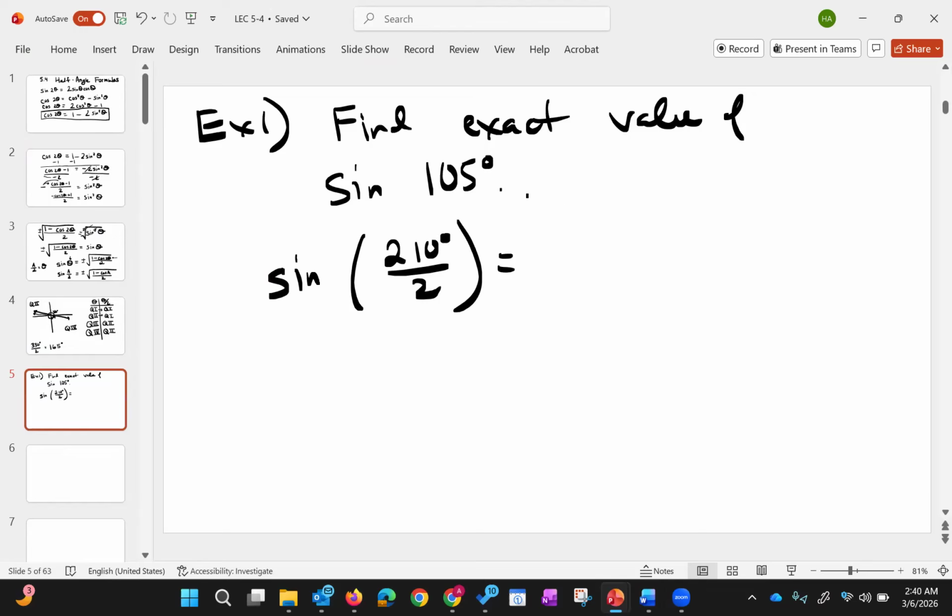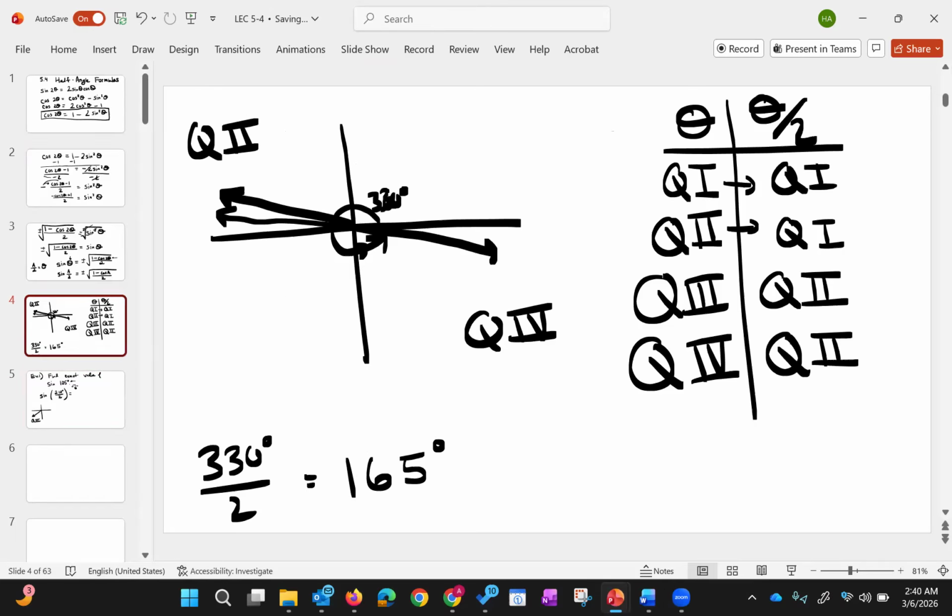So here's what we got to do. We got to decide, first things first, do we put a plus or a minus inside here? And it all depends on where we land or what we started with. So if we say, hey, we started at 210, this is what we did on the previous slide here. If we originally started in quadrant 3, where did we end up at? Let's go back to our slides here. So it's this one right here. If we started in quadrant 3, we'll end up in quadrant 2.